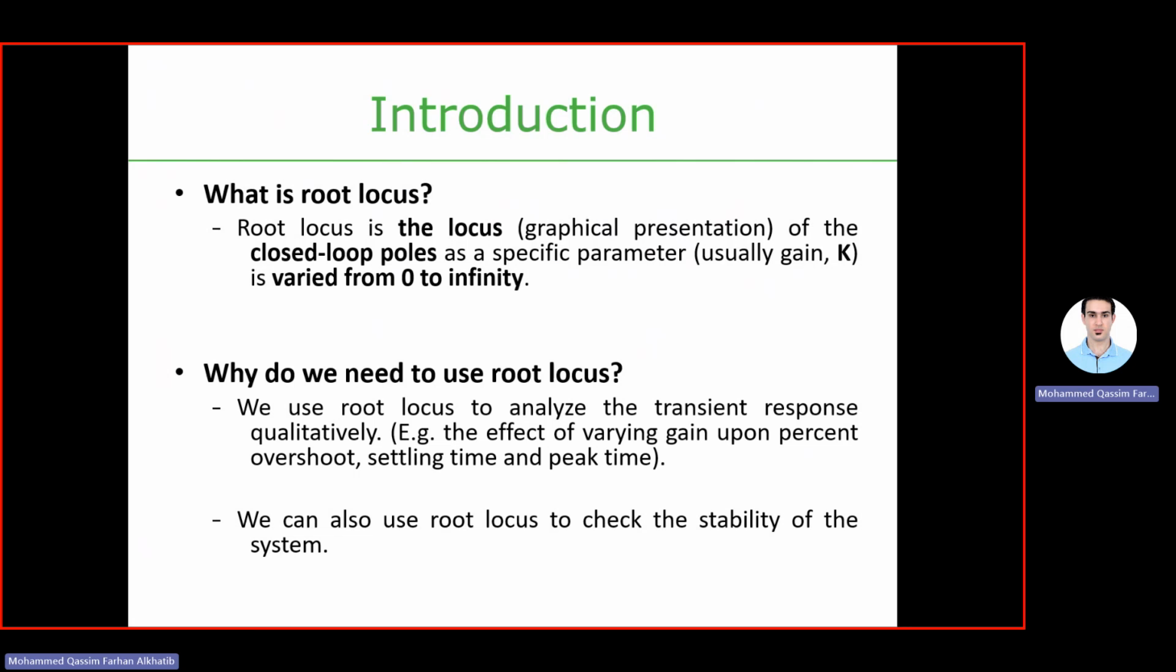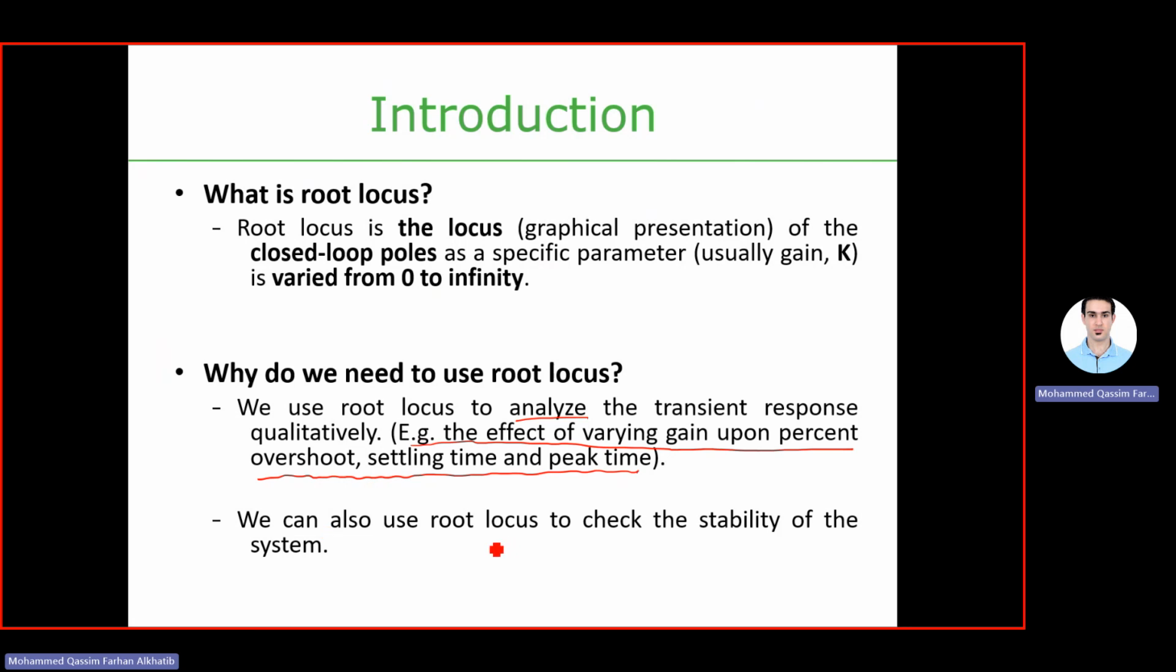So what is the root locus? It is the locus, or the graphical representation, of the closed loop poles as a specific parameter, usually a constant gain, is varied from 0 to infinity. Now, why do we need it? It's more analytical than Routh-Hurwitz. So we analyze the transient response qualitatively, and the effect of varying gain upon percent overshoot, settling time, and peak time. Those terms are very common in control systems, yet we do not cover them in the course. Hopefully, inshallah, this course will go under revision, and we'll introduce these concepts into the course.